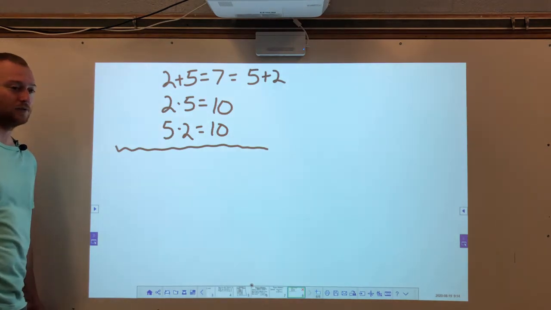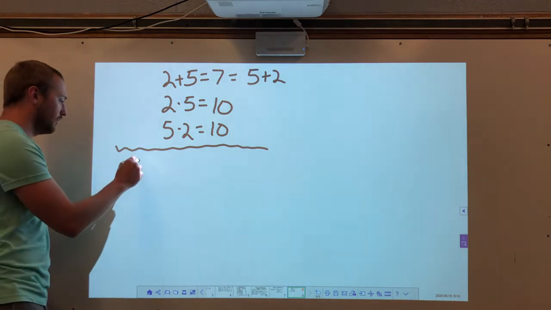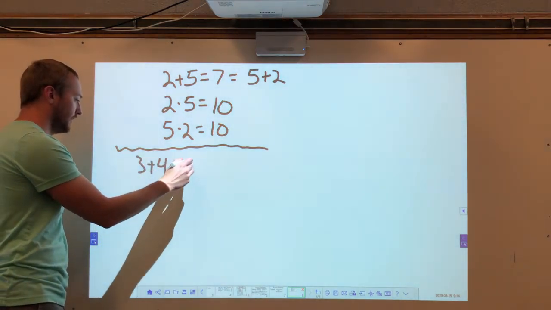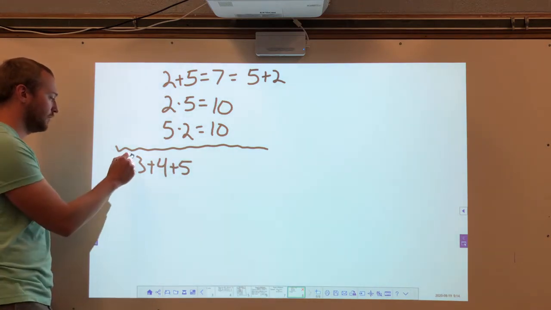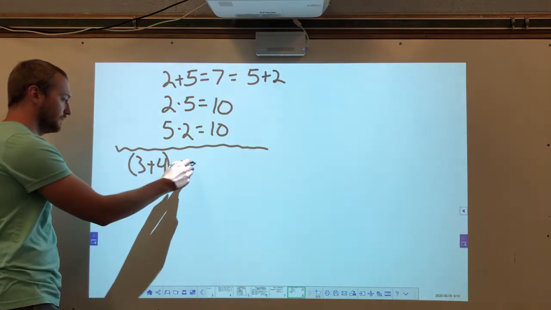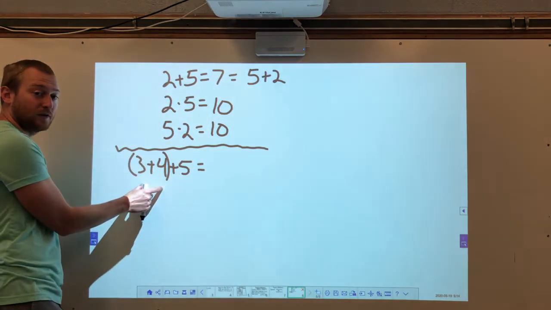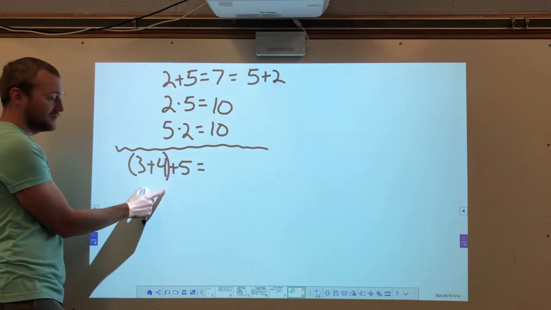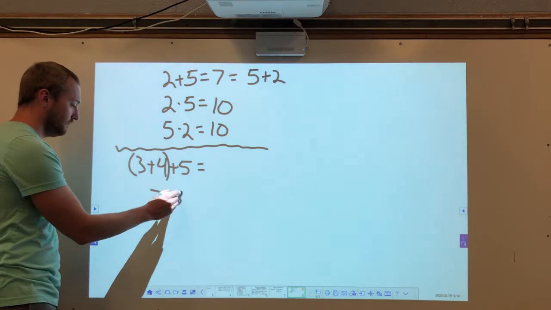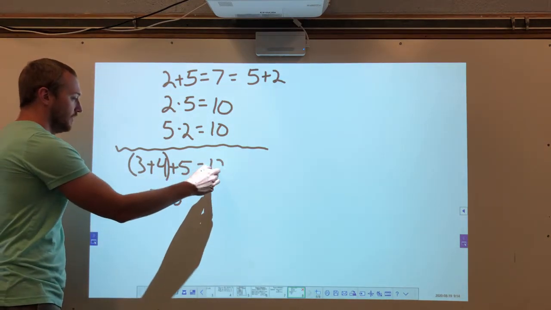Now let's do the associative property. Let's do 3 plus 4 plus 5. And for this one, I'm going to do 3 plus 4 first. Again, I have to do this first because of my order of operations, I have to do what's in parentheses first. It's going to be 7. 7 plus 5 now gives me 12.